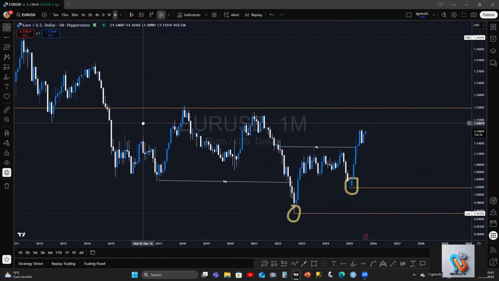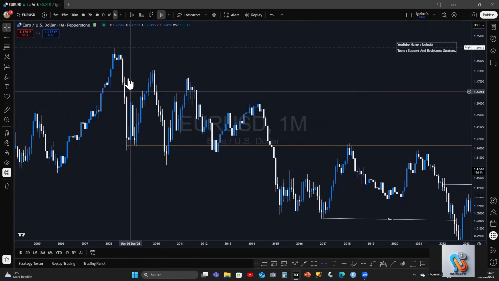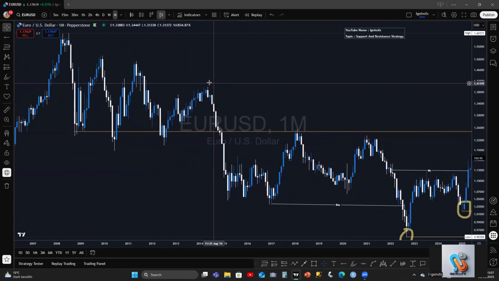Now, don't forget that there is a support level here. Why is it a support level? Price came here, bounced, came again, bounced, it came again, and it bounced the third time. So it's a strong zone. So what happened now? When price pushed to this side, it broke it.